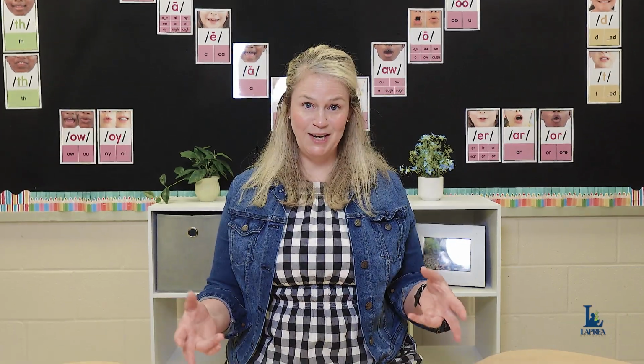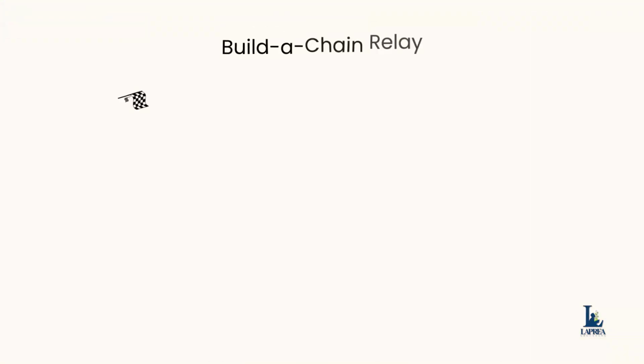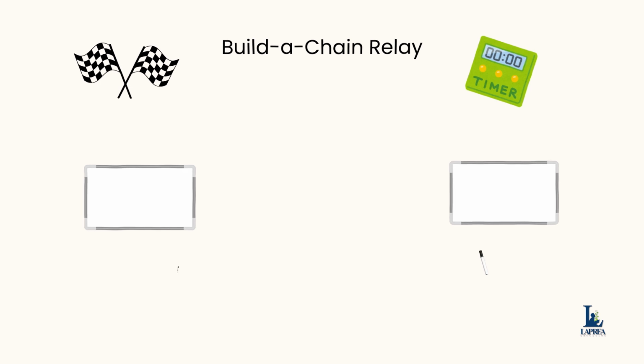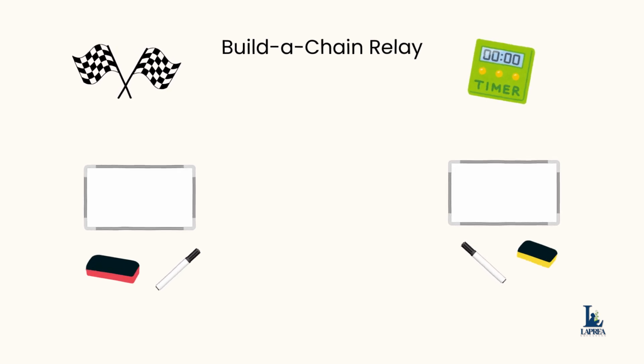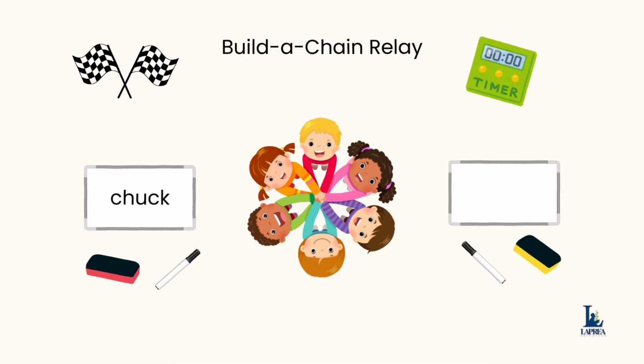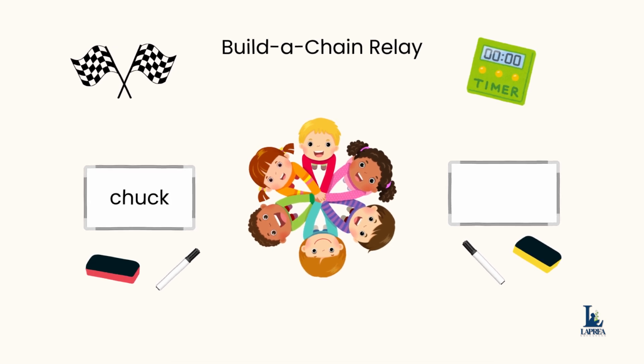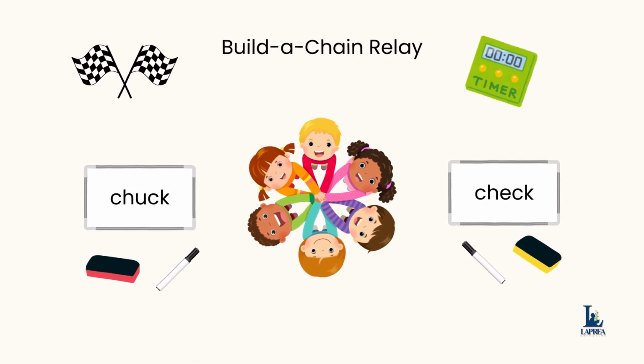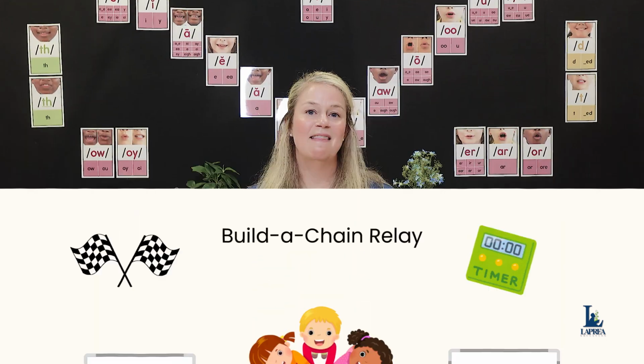For word chaining, you can do some really fun games or activities. You can do a build a chain relay game. You'll need word cards, whiteboard markers, and erasers. And here's how it works. You'll divide your students into teams. You'll start with a base word. One student writes the next word, only changing 1 sound. You pass it to the next team member, set a timer, and the longest accurate chain wins.